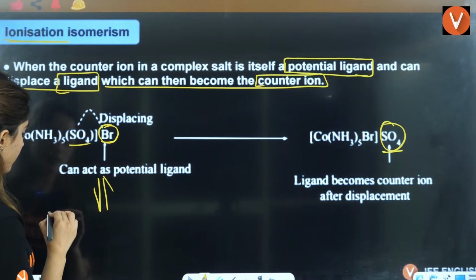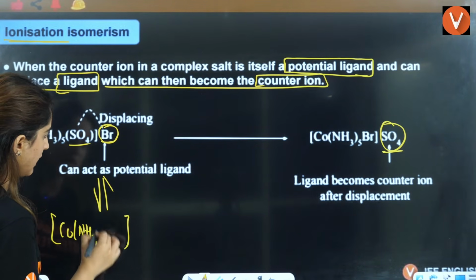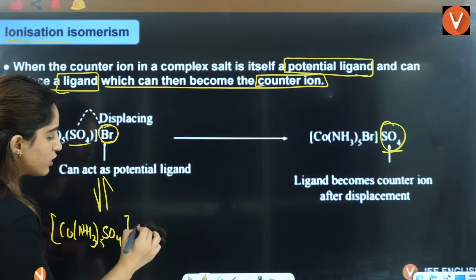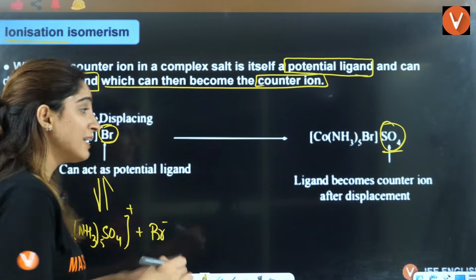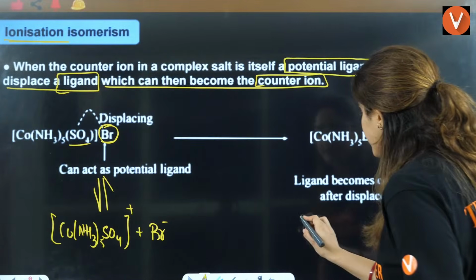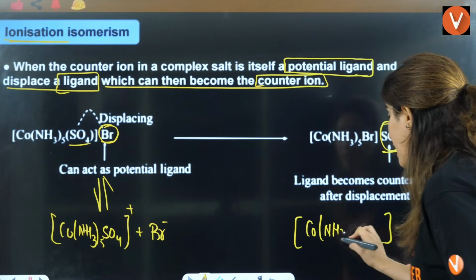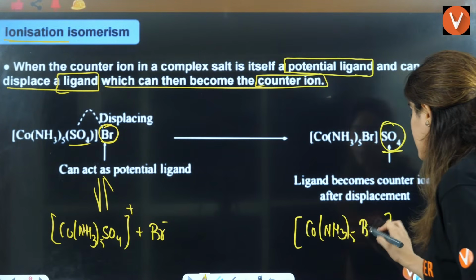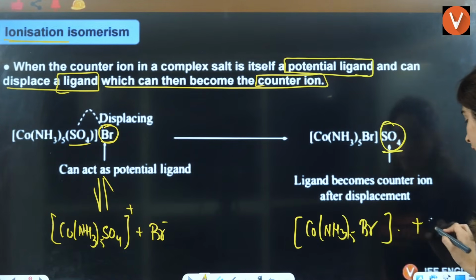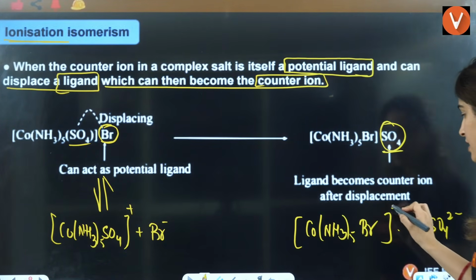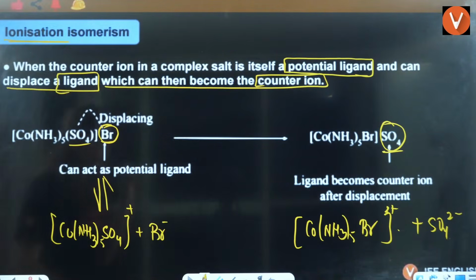Here it will give this particular ion, that is [Co(NH3)5SO4]+ and Br negative. And here it is going to give a different ion, that is [Co(NH3)5Br]2+, because the ions are different. The counter ions are different. This is going to give you SO4 2 negative. Because the ions are different, that's why it is called ionization isomerism.